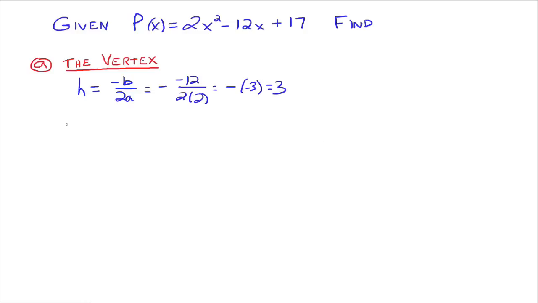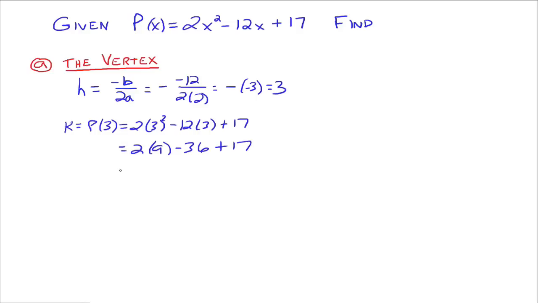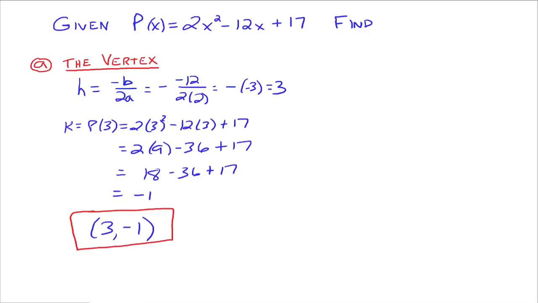Now we want to figure out the k. And k is just evaluate p at 3. All right, so we plug the 3 in everywhere, and then we just do the math on it. So we get 18 minus 36 plus 17, which goes to negative 1. So the vertex is 3, negative 1. As soon as we know the vertex, we automatically know what?